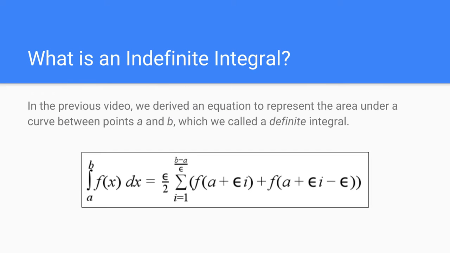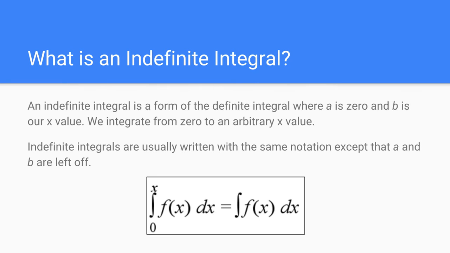What is an indefinite integral? In the previous video we derived an equation to represent the area under a curve between points A and B, and we called this the definite integral. An indefinite integral is a form of the definite integral where A is 0 and b is our x value. We integrate from 0 to an arbitrary x value.